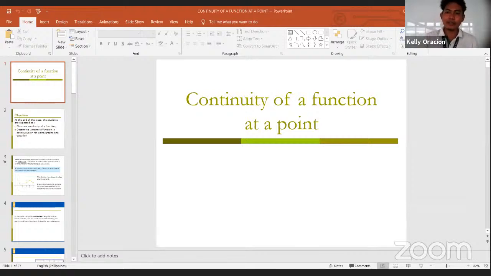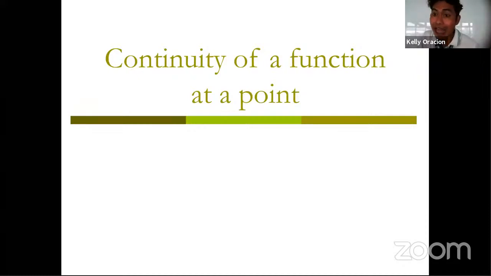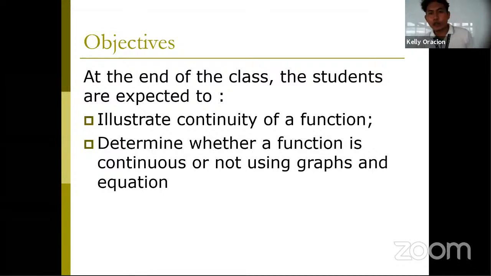So let's have our new lesson. It's continuity of a function at a point. So this will be our new lesson. Okay. So let's have the objectives this morning. At the end of the lesson, you will be able to illustrate continuity of a function, determine whether a function is continuous or not using graphs and equation. So the main objective talaga is you need to identify whether the given equation is continuous or not, or whether the graph given is continuous or not continuous at certain point.